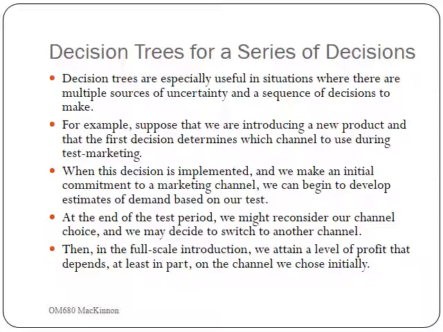Now, decision trees can be sequential. Sometimes we have multiple sources of uncertainty and multiple sets of decisions to make. If we were introducing a new product, for example, the first decision would be which channel to use during test marketing. Then we make a commitment to the marketing channel and we develop estimates of demand based on our market testing.